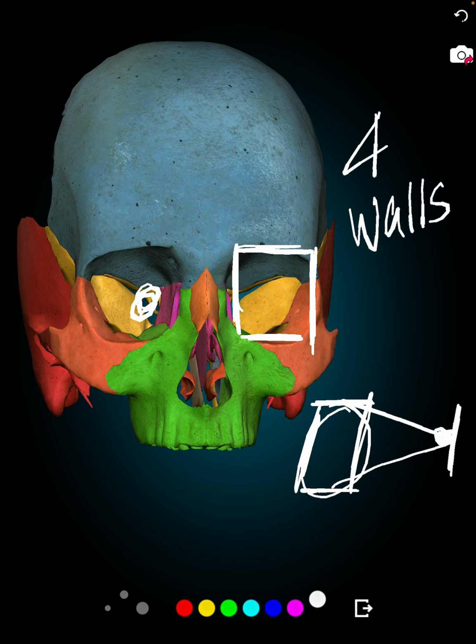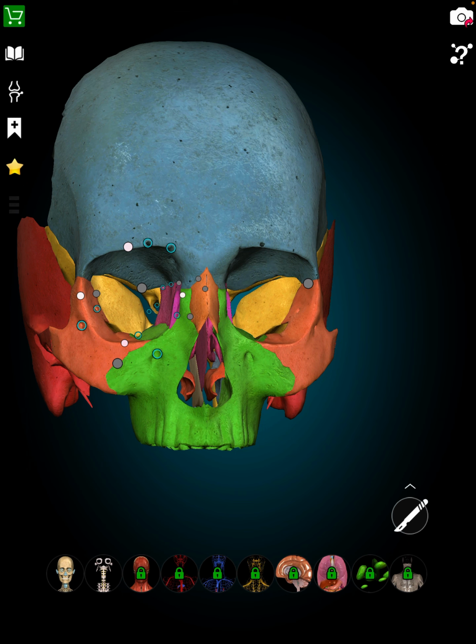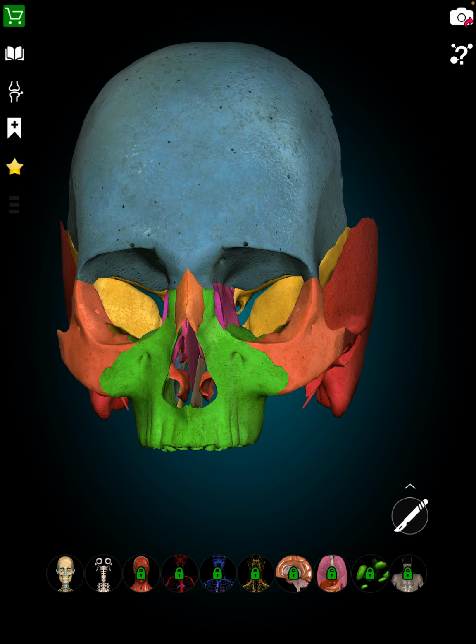What are the four walls? Your superior, lateral, inferior, and your medial wall. So that's your four walls. Now we are going to see what is there in these four walls first. So first we will take the superior wall.